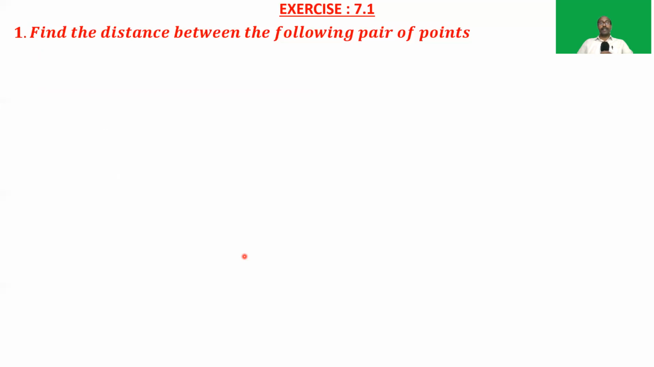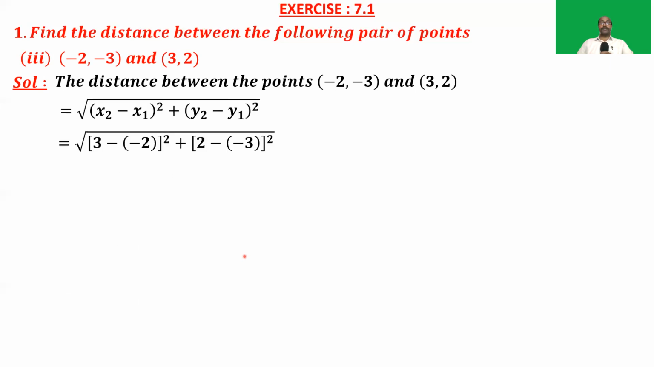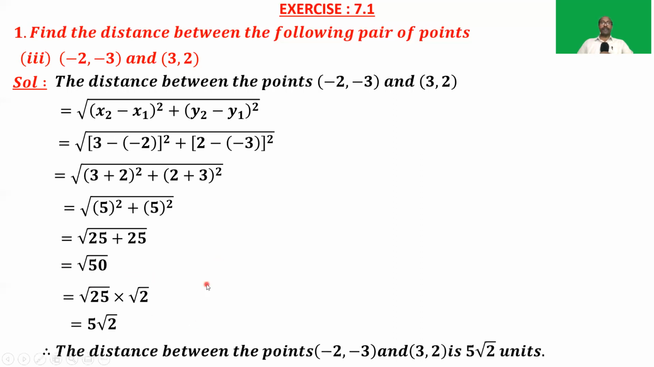Okay. Similarly, there is one more question. So I am presenting here. You just watch and observe carefully. So we get here root 50, and it can be written as root 25 into 2. So we can write directly 5 root 2. Okay. So the distance between (minus 2, minus 3) and (3, 2) is 5 root 2 units.